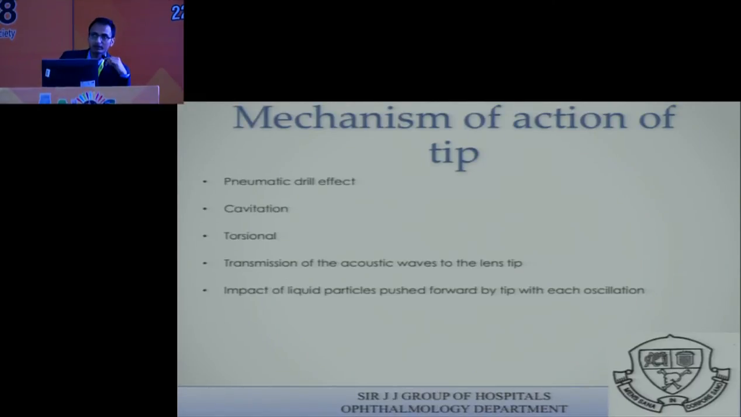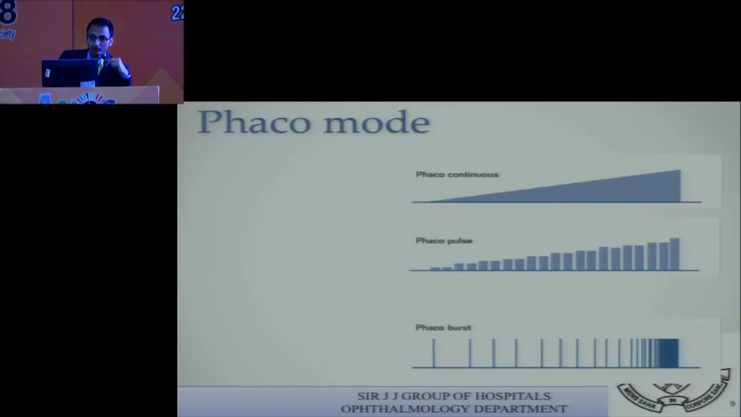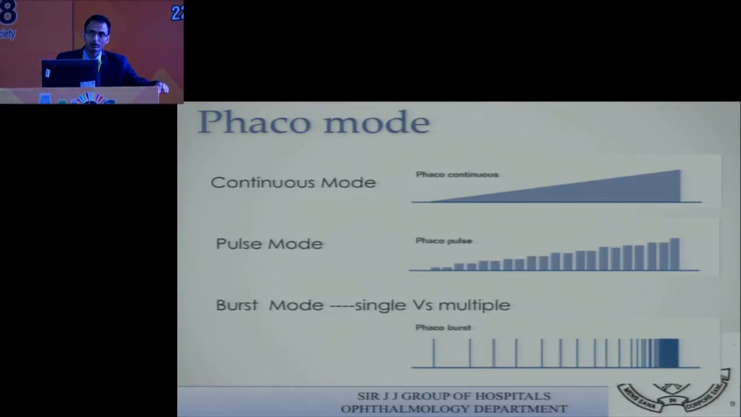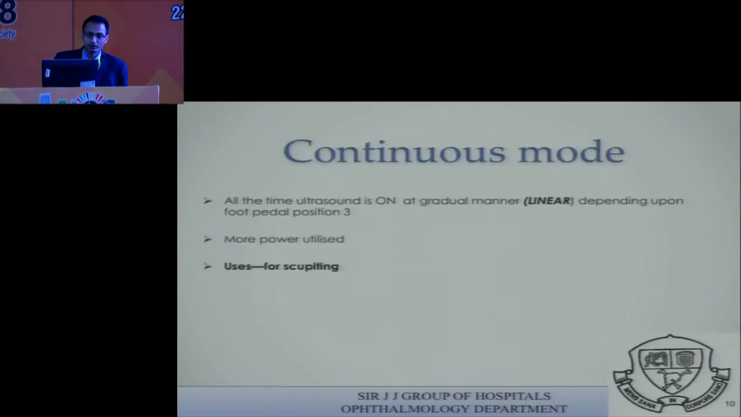And this is the way the emulsification is done, depending on the pneumatic drill effect, cavitation, torsional and longitudinal Phaco, transmission of the acoustic waves, and the impact of the liquid particles. Every machine normally has modes, which could be continuous mode, pulse mode, or burst mode, that is single or multiple. Now these modes should be used differently depending on the cataract grade that you are operating. So you need to change your settings depending on the type of cataract that you are operating on.